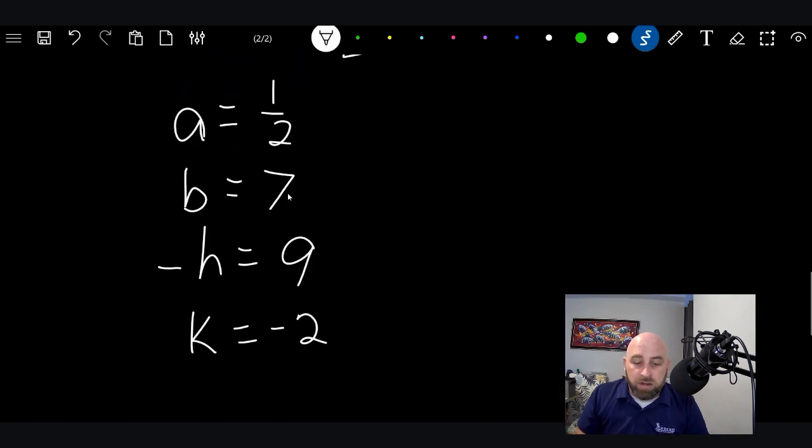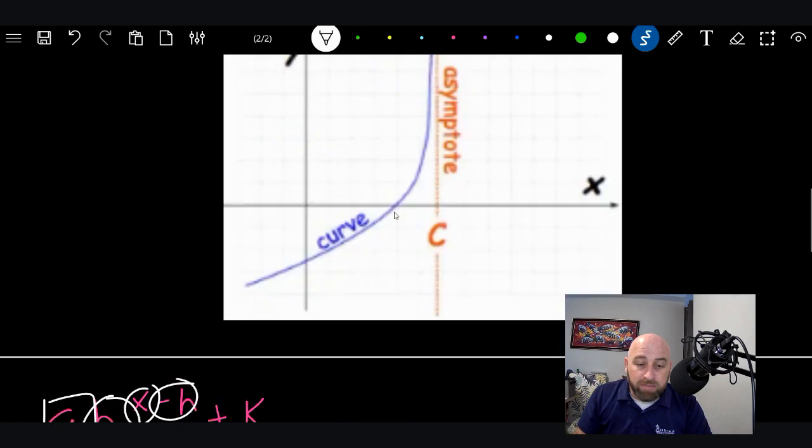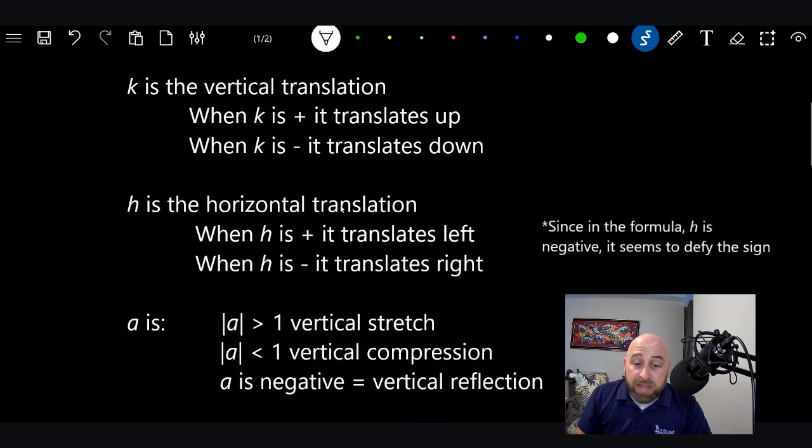So let's go down here, and we have a negative k. So that's going to be moving down. How many spots? 2 spots. I say spots, 2 lines, 2 grids, 2 places on your Cartesian plane. All right, so that's the k. What was next? We did the h next. This is the horizontal translation.